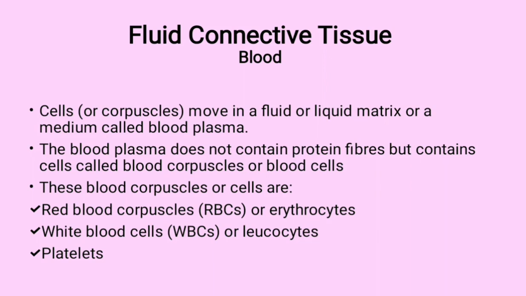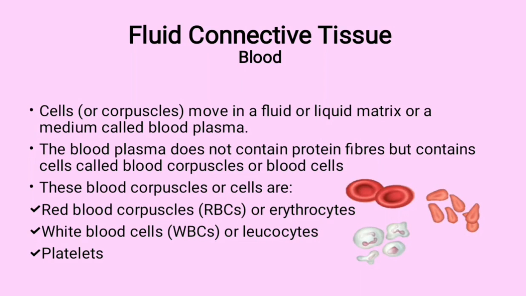The blood plasma does not contain protein fibers but contains cells called blood corpuscles or blood cells. These blood corpuscles or cells are RBCs, which are also called erythrocytes or red blood corpuscles, WBCs, white blood cells, also called leukocytes, and the last is platelets. RBCs and WBCs are living, while plasma and platelets are non-living. Plasma forms 55% of total volume of blood. It is a complex fluid and contains inorganic salts and organic compounds.